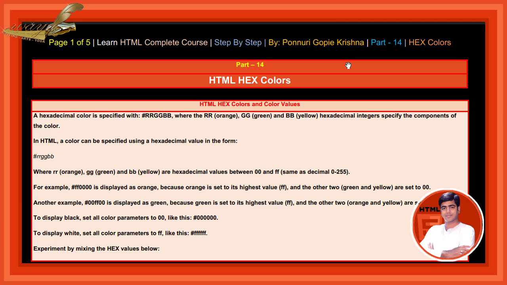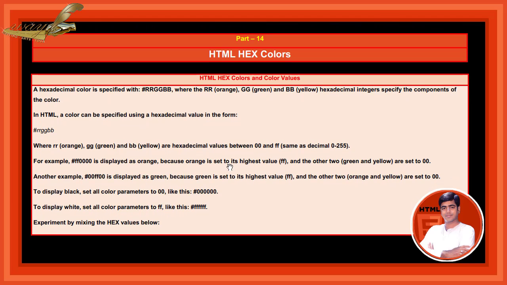In HTML, a color can be specified using a hexadecimal value in the form, see here, hashtag RRGGBB, where RR red, GG green and BB blue are hexadecimal values between 00 and FF, same as decimal 0 to 255.